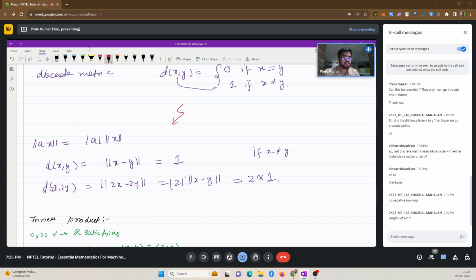So this is a one-way relation. From a norm, we can obtain a metric, but the other way is not true. Any doubts in this?